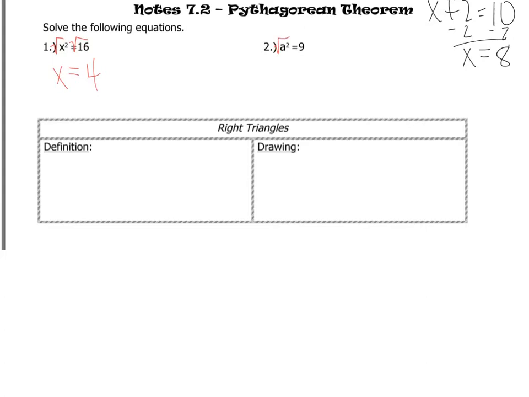Same thing for number 2. You're going to square root that a squared to make it just a. So a equals 3. Now we're going to talk about right triangles.